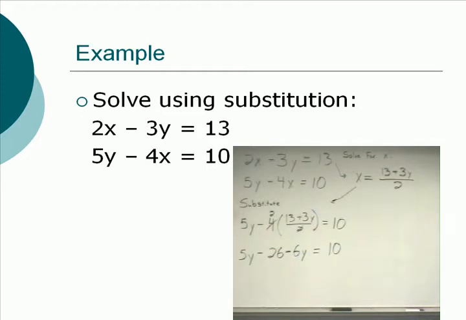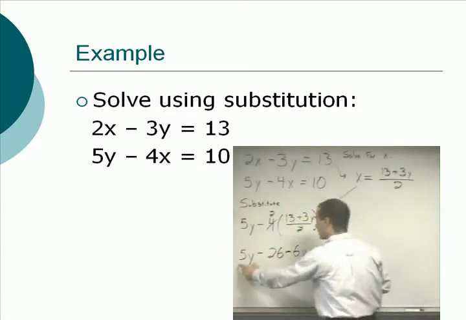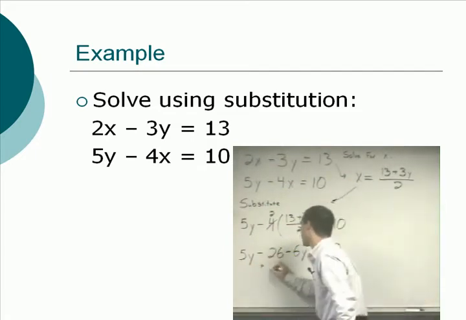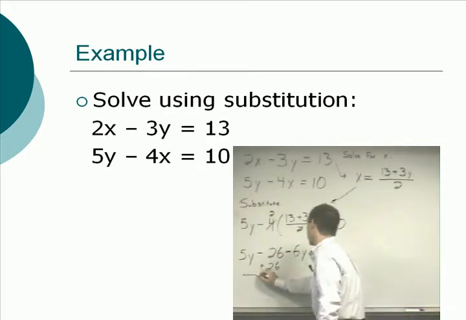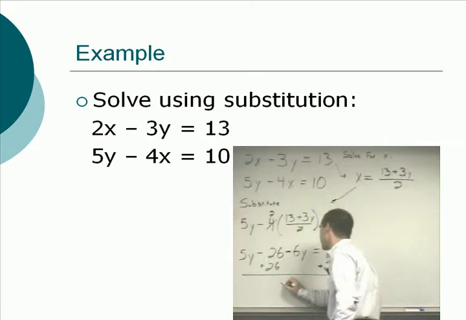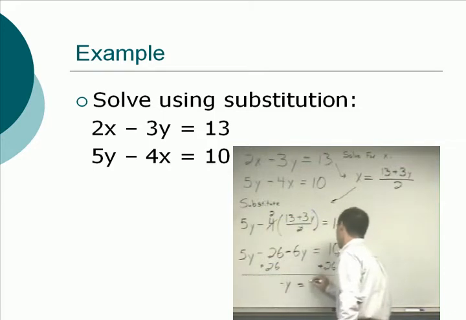Okay? 5y minus 26 minus 6y equals 10. Solving that, we can combine the y's. We can add 26 to both sides and combine the y's. We end up with 5y minus 6y, that's negative y, equals 36.